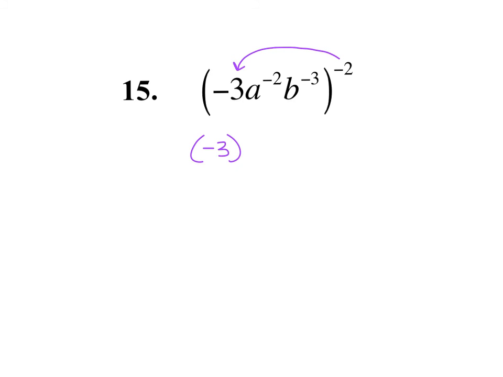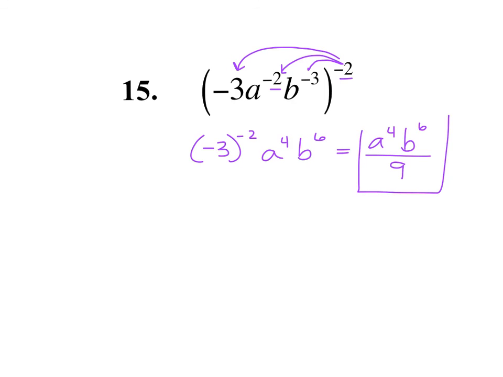Okay, so this is negative 3 to the negative 2nd power, right? Then here, when you multiply those, negative 2 times negative 2 is a positive 4. So that would be a to the 4th power. And then multiply these, that would be b to the what? 6th, right? Makes it positive. So the only one that's negative still is that first one, which means that's moving where? To the bottom, and what number is it? 9. So you're going to do a to the 4th, b to the 6th, over 9.